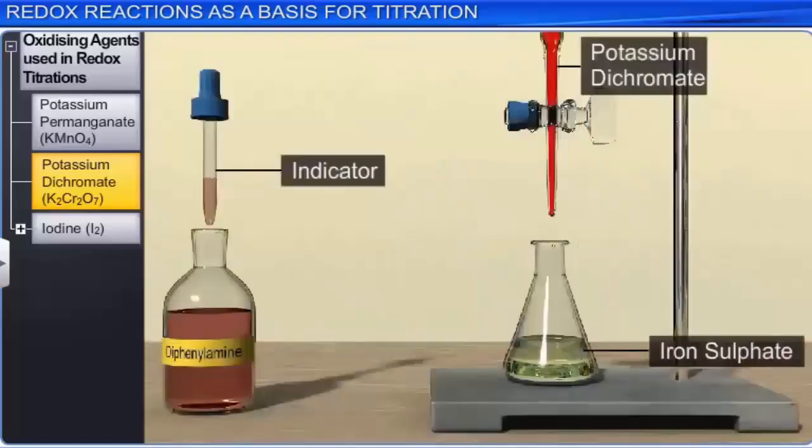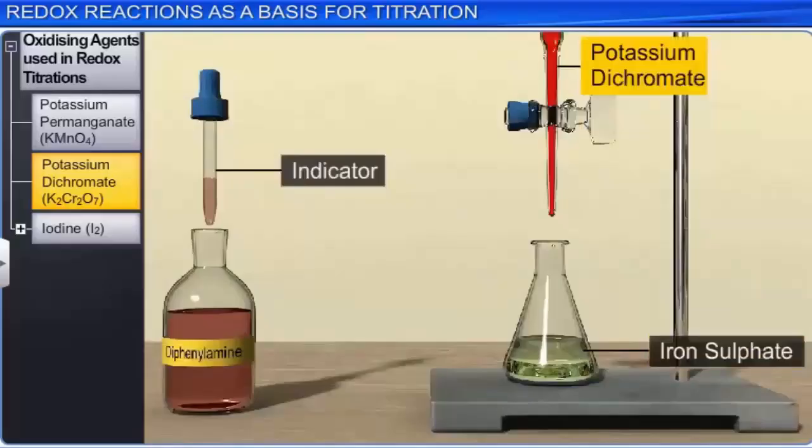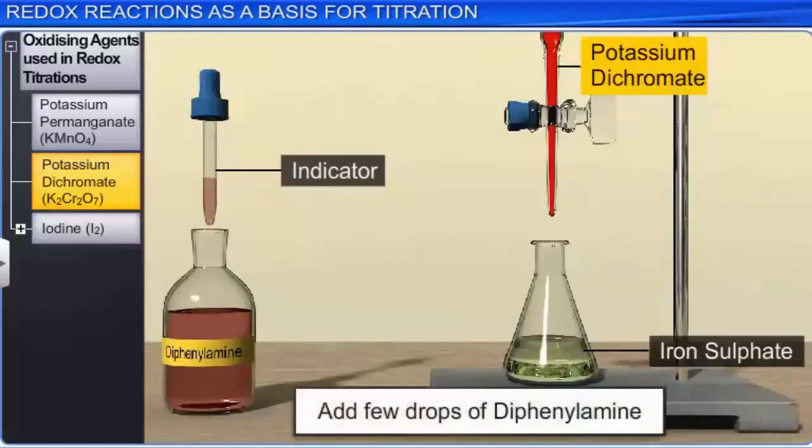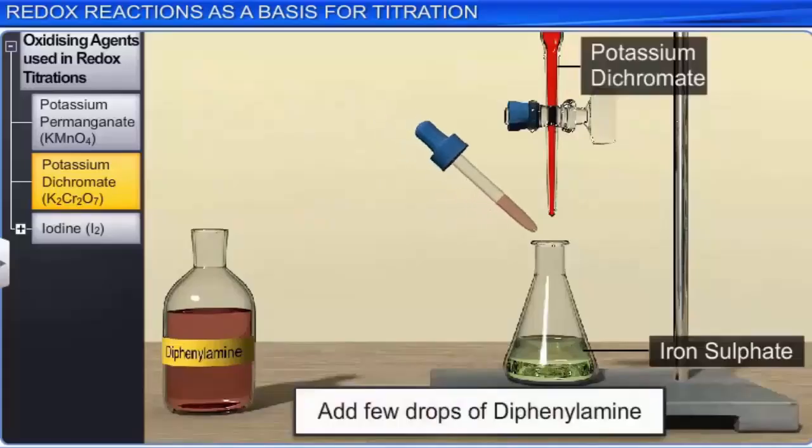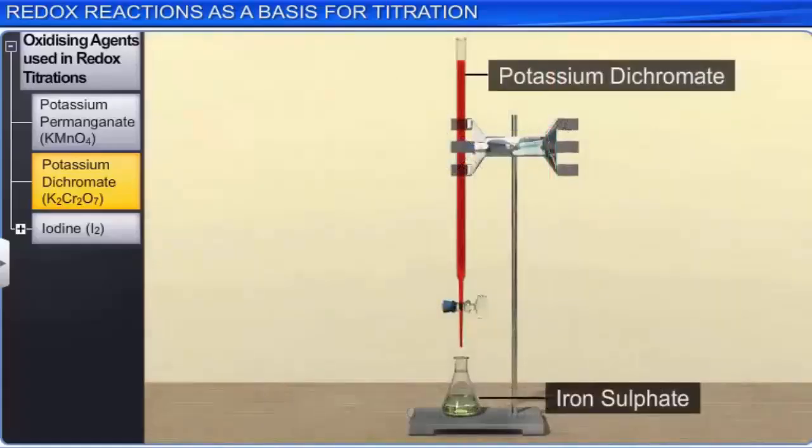For example, in the estimation of iron using potassium dichromate, diphenylamine is used as an indicator to detect the end point. In this reaction, potassium dichromate oxidizes diphenylamine just after the equivalence point to produce violet blue color, thus indicating the end of the titration.